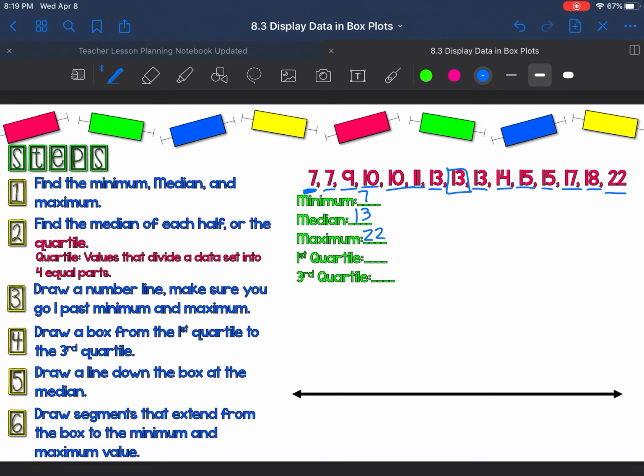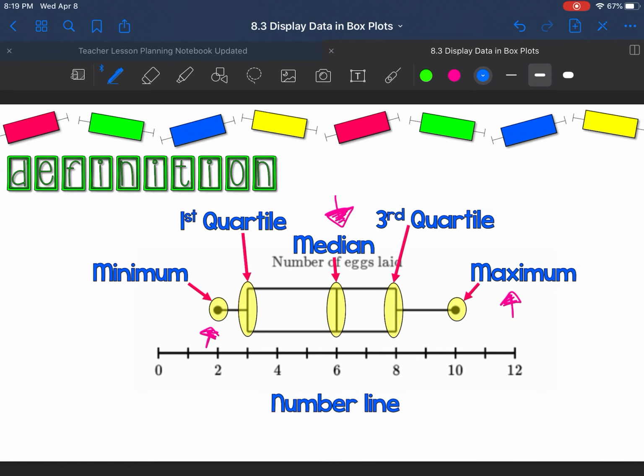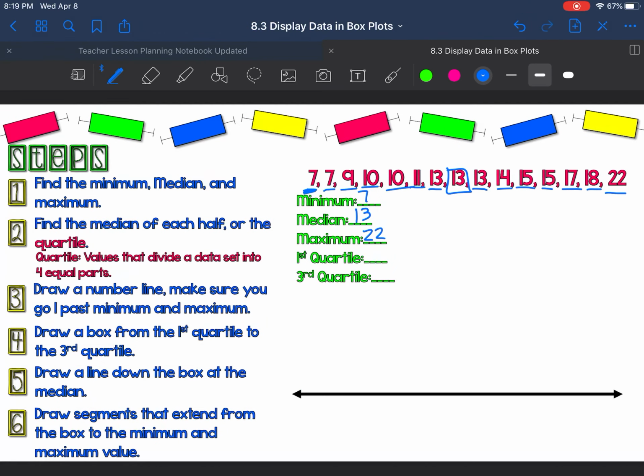Now we're going to move on to step 2. Step 2 is we want to find the median of each half, or the quartile. Remember on the last slide we talked about the first quartile and the third quartile. A quartile is a value that divides a data set into 4 equal parts, with minimum being our first, maximum being our last, and then that median is in the middle. The quartile is going to take those 2 halves from minimum to median and divide that in half, and then take from median to maximum and divide that in half.